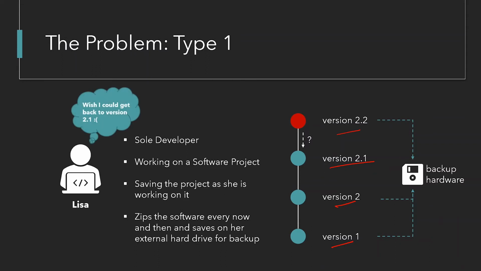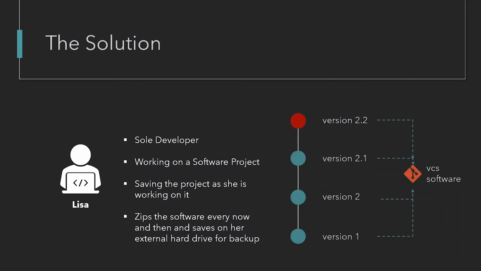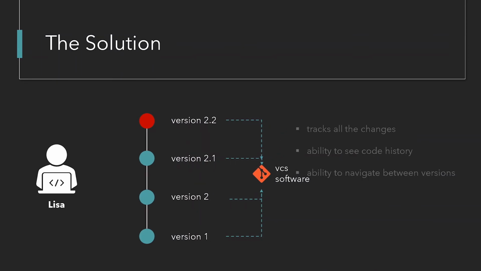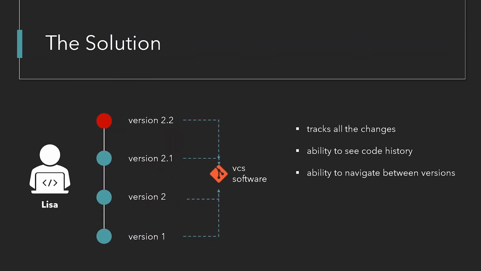So what is the solution of this problem? It's kind of very simple. What if at the place of the backup drive, we have a software, a version controlling software, which natively, automatically tracks all the changes, gives you the ability to see what are the changes you did, and also gives you the ability to navigate between those versions so that you can start working on the previous version and whatsoever.